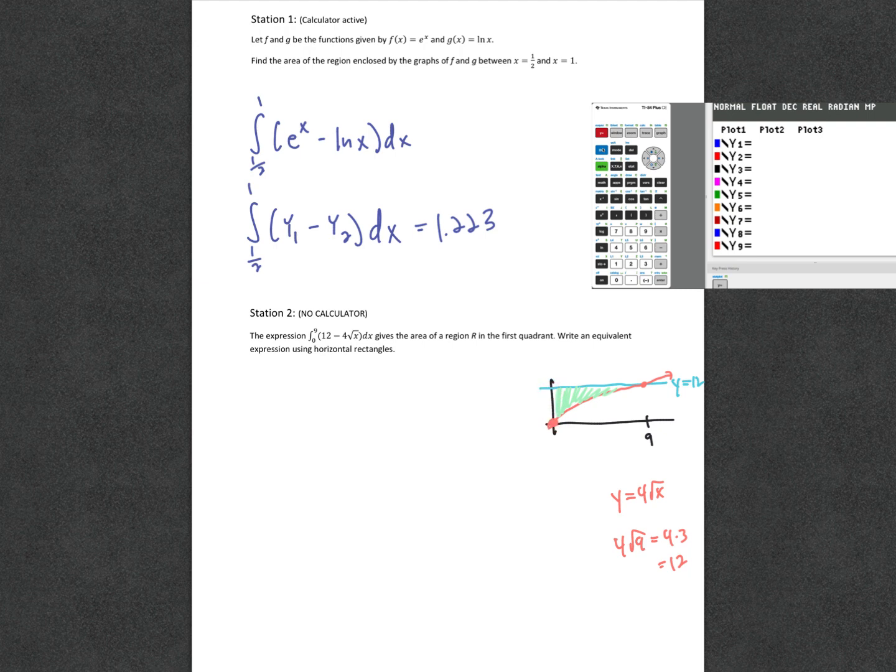So now we're going to change everything to x equals, so we'll look at x equals 0. And then if it was y equals 4 root x, if we square both sides, and then divide by 16, we get x equals y squared over 16.